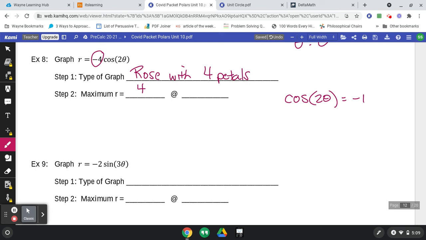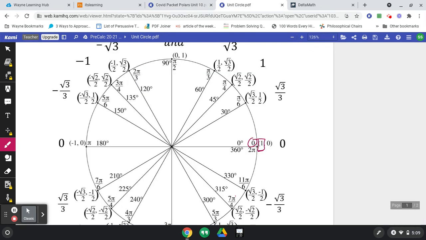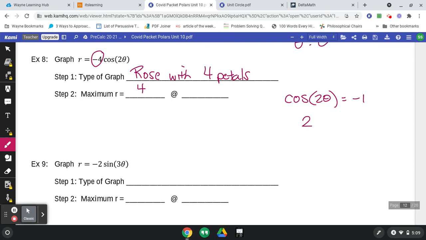So we'll investigate on our unit circle where cosine, or x, is negative 1. Cosine is negative 1 right here. So we'll write down pi. 2 theta equals pi. And I always multiply by the reciprocal. You could divide by 2 if you wanted to. Cancel, cancel. Theta equals pi over 2.